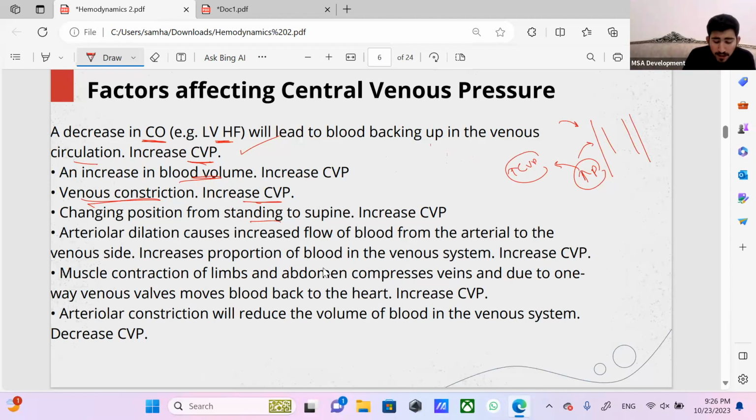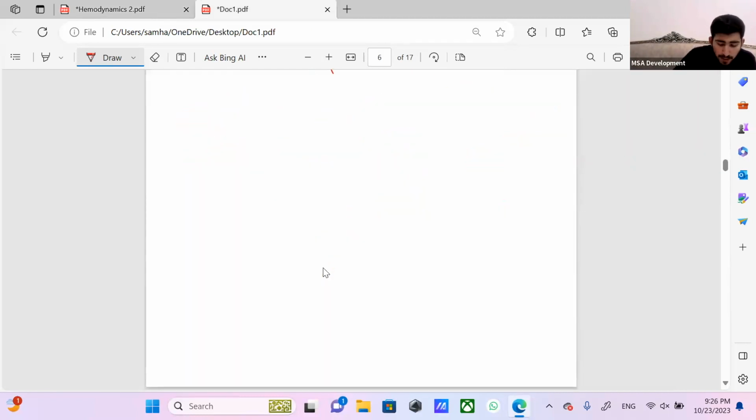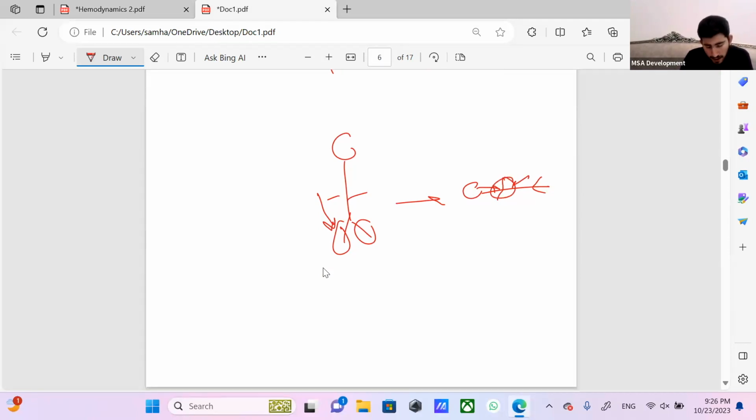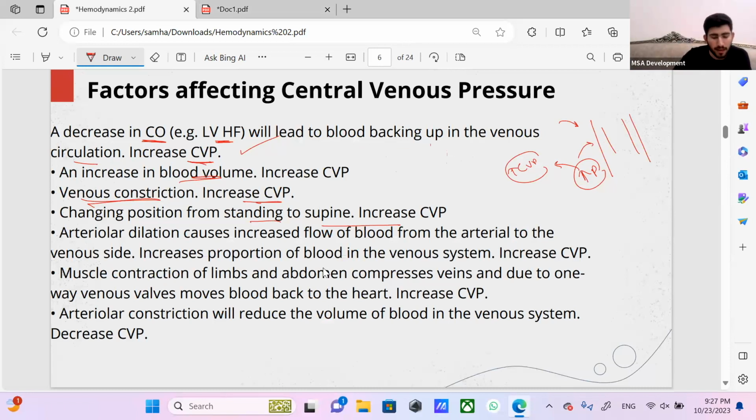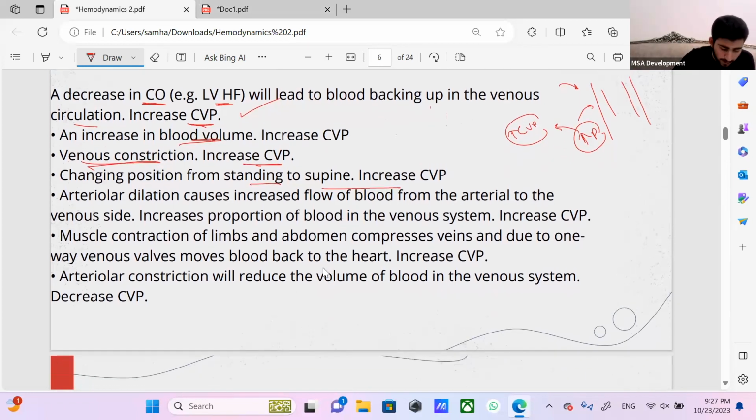Changing position from standing to supine. What does that mean? Now I'm standing, and so because of gravity, most of the blood is in the leg veins. Now I lay supine. The gravity will cause the blood to accumulate here in the middle of the body, at the region of the heart, mostly at the thoracic vena cava. And since we increase the blood volume in the thoracic vena cava, it increases the central venous pressure. See, it's about understanding them, okay? Just don't skip them like I did.